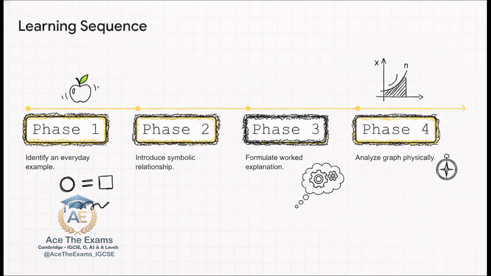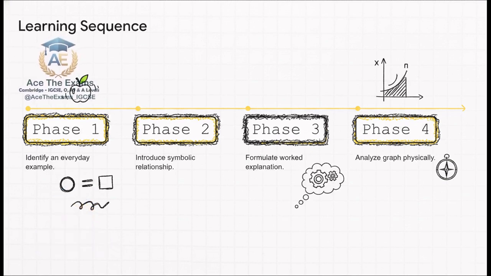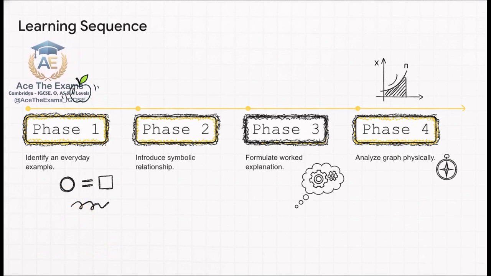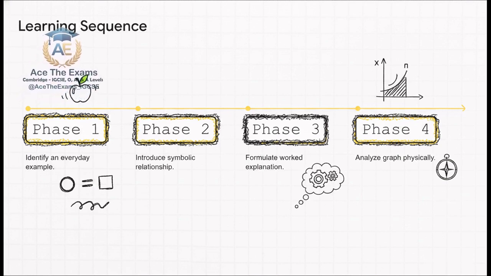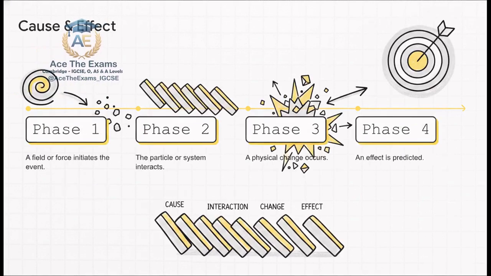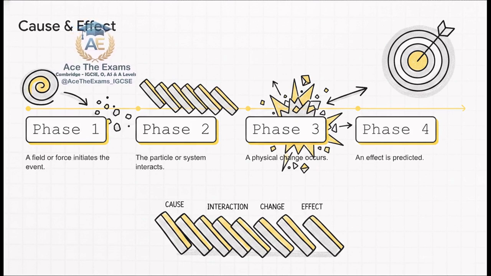Step 3 is then formulating a detailed worked explanation based directly on that relationship. And finally, step 4 is the high-level analysis, asking what the slope, the area, the direction, or the shape of a given graph means physically. It's a calculated step-by-step transition from simple, everyday language straight up into precise grade A physics vocabulary. Let's move on and see how this builds into what we call a pure cause and effect chain.